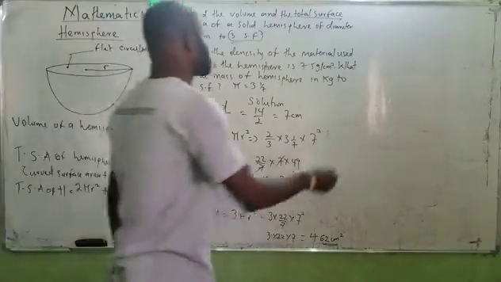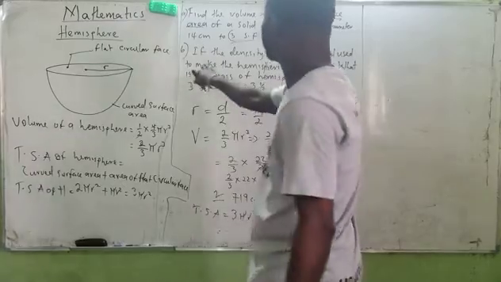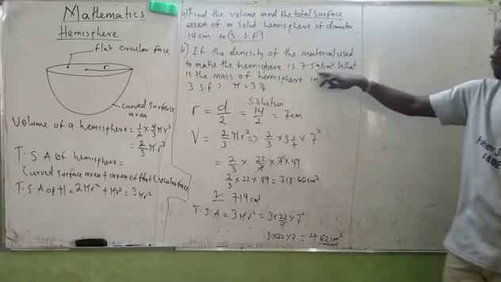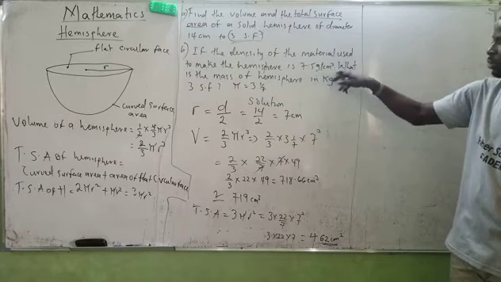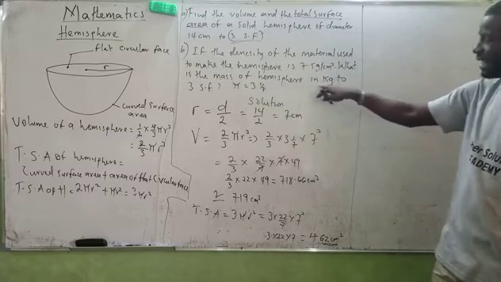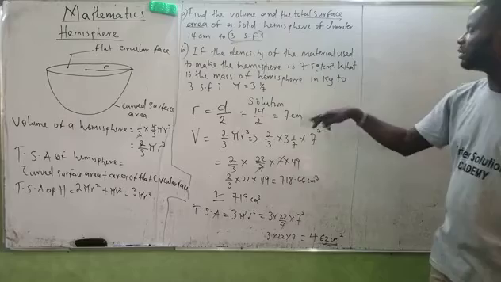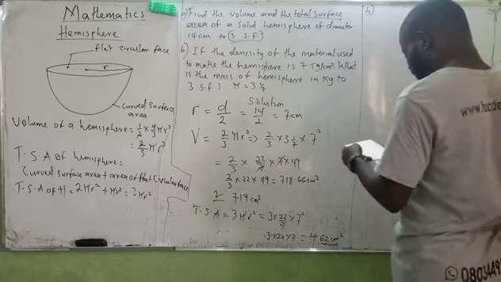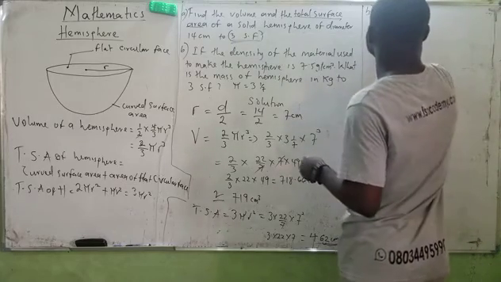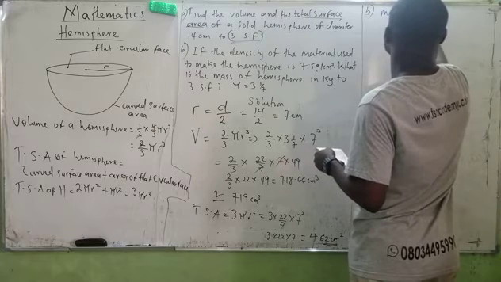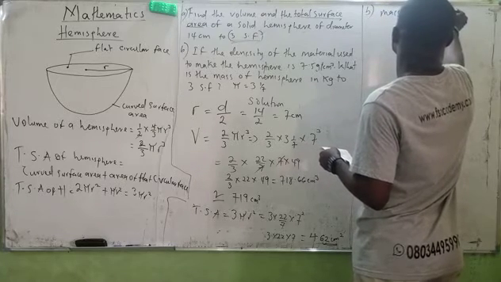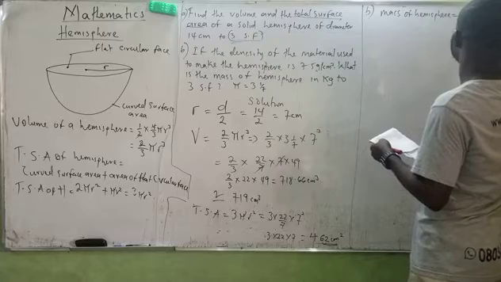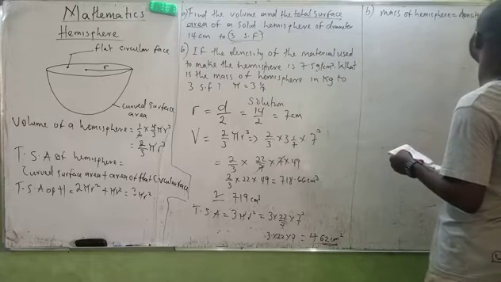Now, I can go to the next question, which asks: if the density of the material used to make the hemisphere is 7.5 grams per cm cubed, what is the mass of the hemisphere in grams, to 3 significant figures, taking pi as this. Solution to B: we were told that the mass of the hemisphere equals density multiplied by volume.